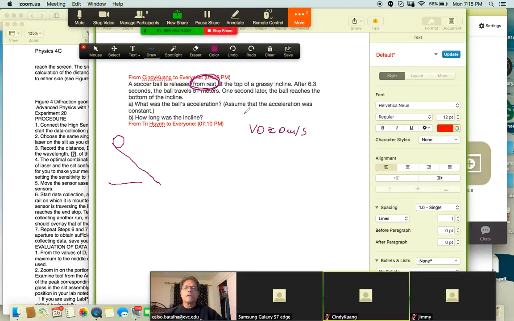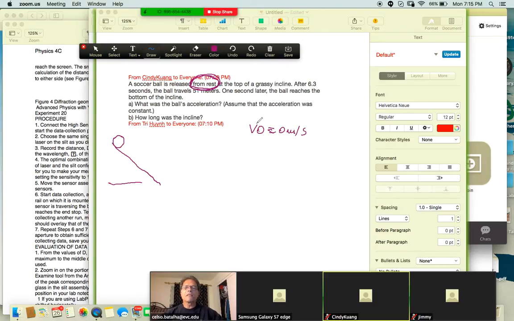So after 6.3 seconds, the ball traveled 51 meters. So the distance the ball traveled, delta x, is final position minus initial, the beginning position. So that is 51 meters. This is pretty much the given information. One second later, the ball reached the bottom of the incline.